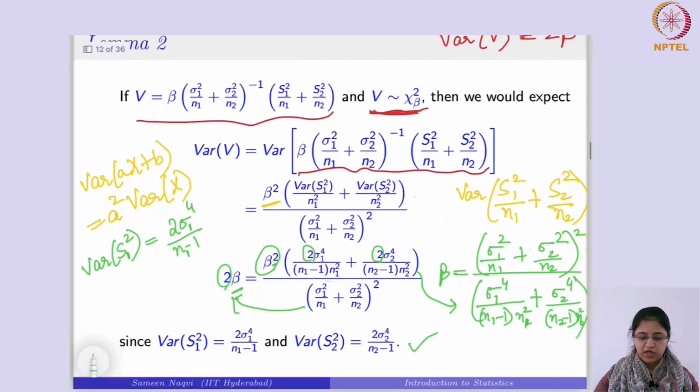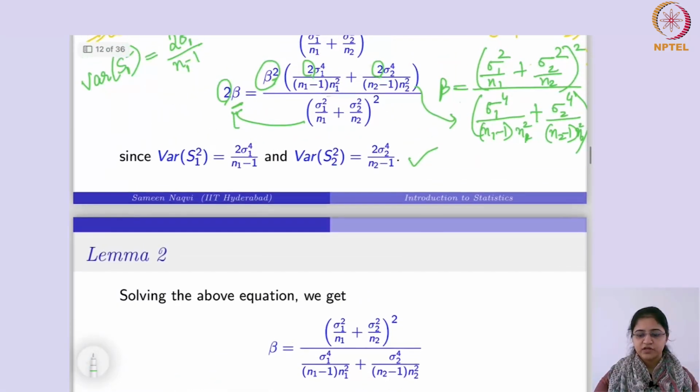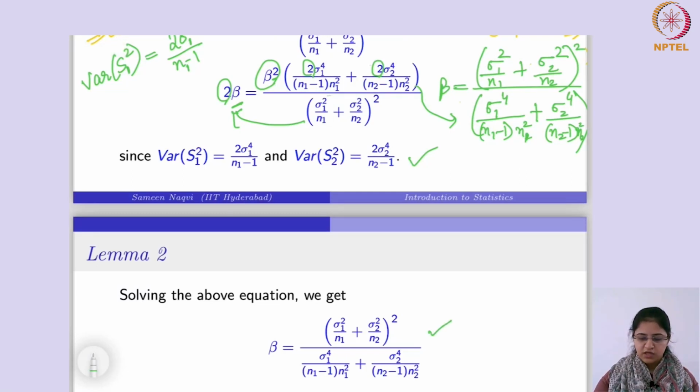Same thing can be seen from here, that if you solve this, you can see that this is what I have written: sigma 1 square by n1, the numerator is same and the denominator you get this. Okay.